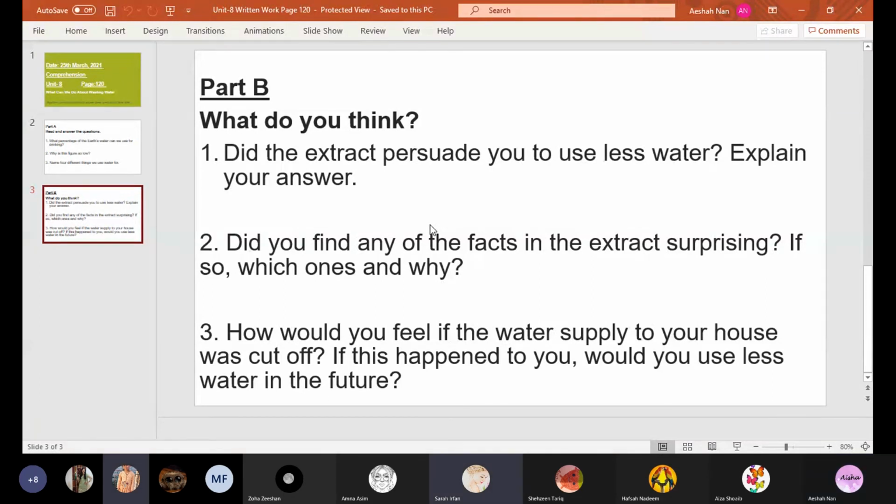Very bad. Yes, you can write, I would feel uncomfortable if the water supply to my house was cut off. Then, in order to avoid the shortage of water, I will use less water in the future. Okay?